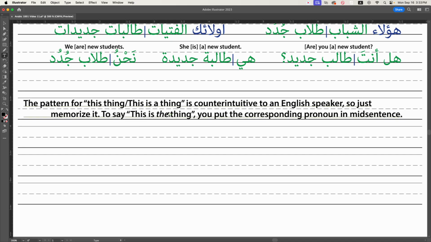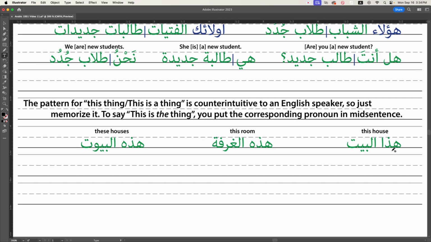To say this is the thing, we're going to stick a pronoun in there. And let me do it through examples instead. So I can say هذا البيت. This word is definite because it's a demonstrative, and this word is definite because of alif lam. So this is a phrase, not a sentence. If you're an English speaker, you want to look at it and say, this is the house. But it's not. It's this house. This is a phrase, not a sentence. That's how it's counterintuitive and why you're best off memorizing the pattern.